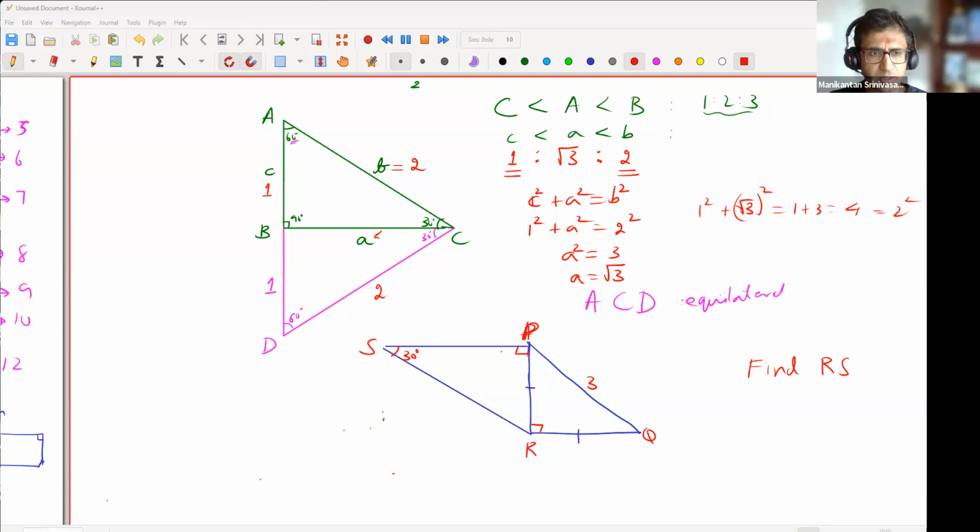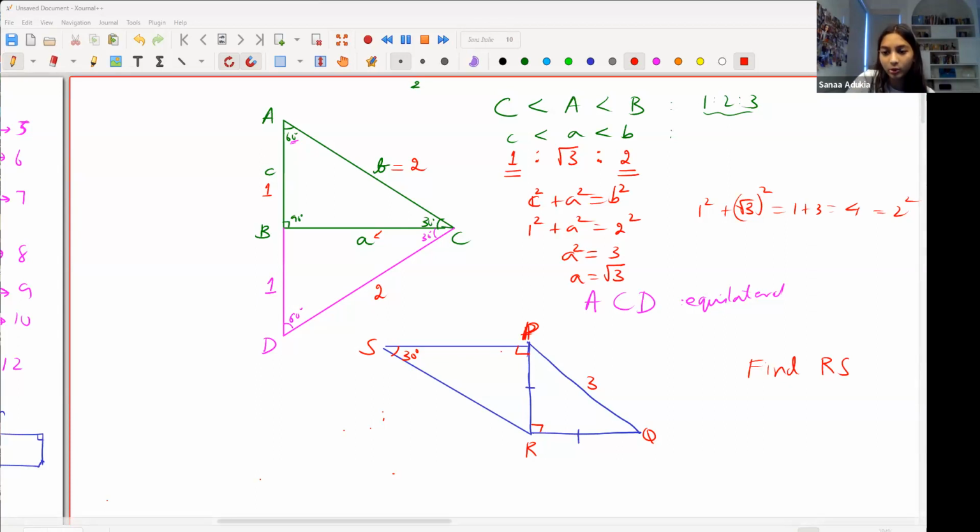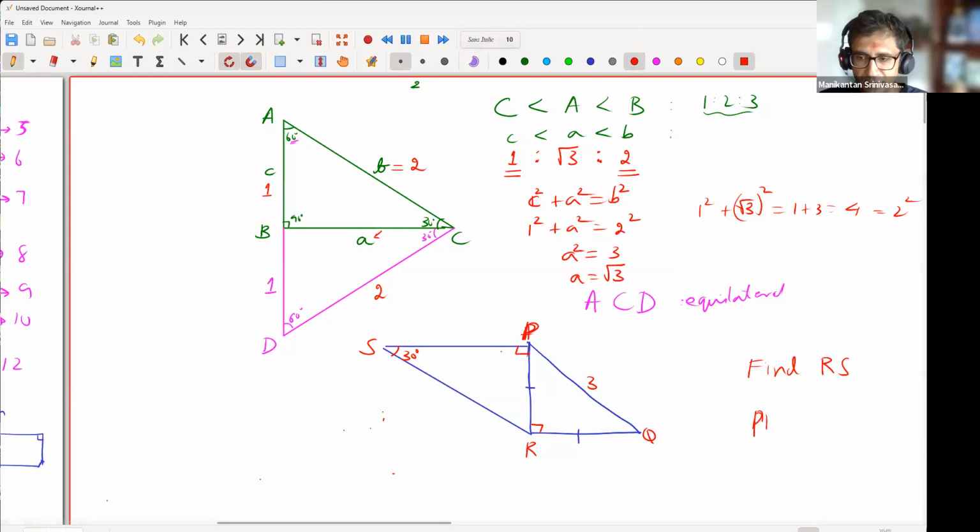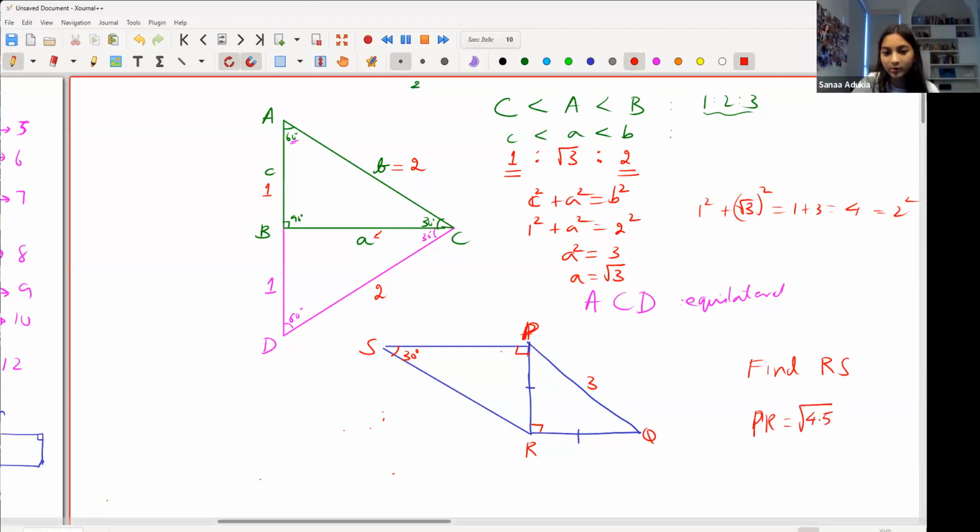Okay, Sana, go ahead. I don't have an answer, but to solve it, PR would be root of 4.5. Why would PR be root of 4.5? Because using Pythagoras' theorem, PQ is the hypotenuse, so it would be divided by 2, and because it's an isosceles triangle. Very good. Then using the method of reflection, if you name the point that you create by extending the triangle PRS, say T, then R to T would be root 4.5.